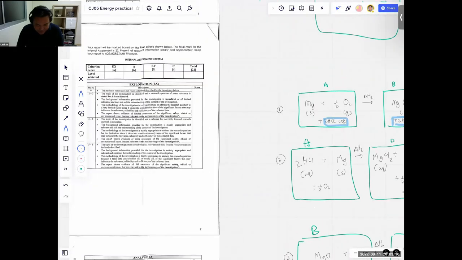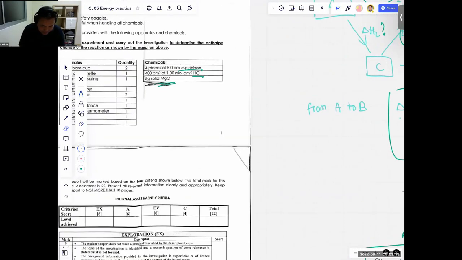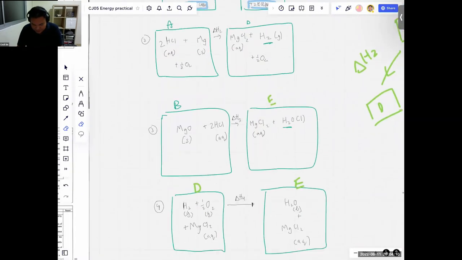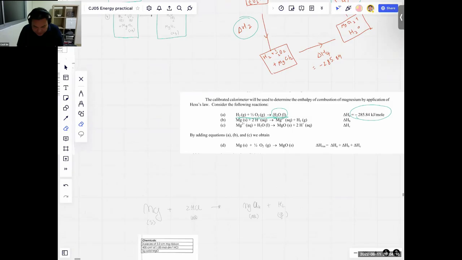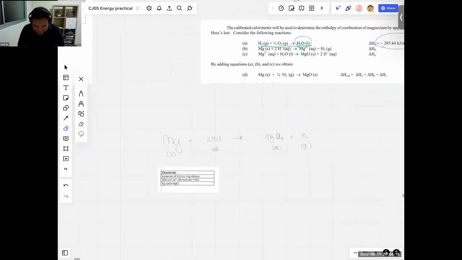Just now, I screenshot this one here. Okay. 5 cm magnesium ribbon. Okay. Wait. 5 cm magnesium ribbon. Screenshot. Okay. This is reaction number how much? Delta H2, yeah? Okay.